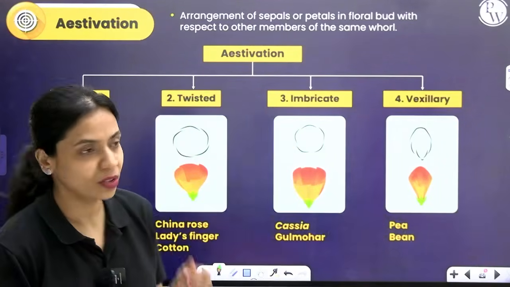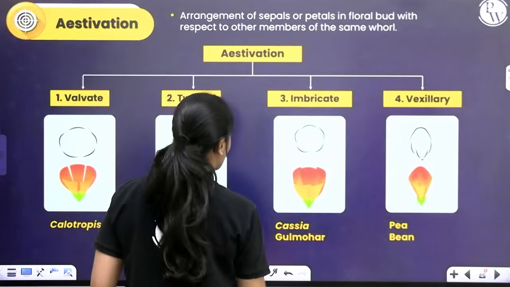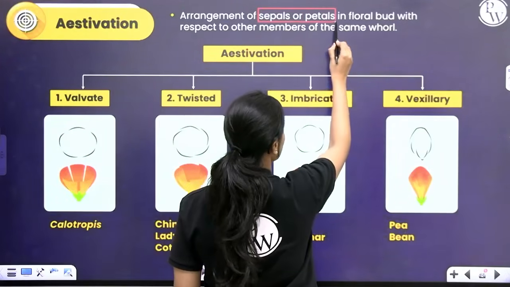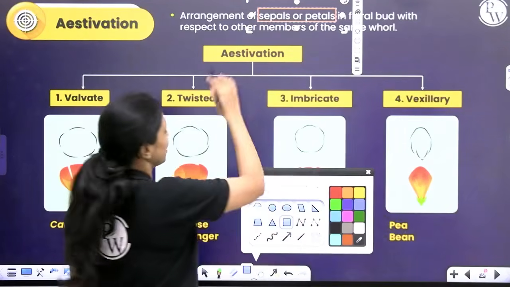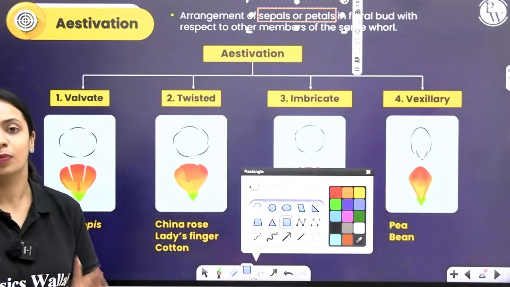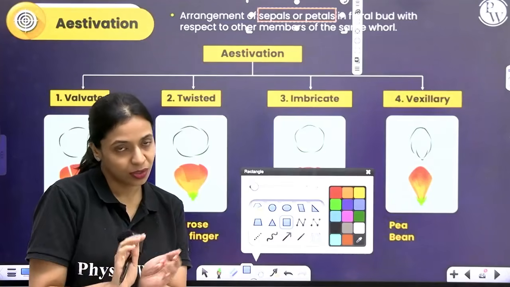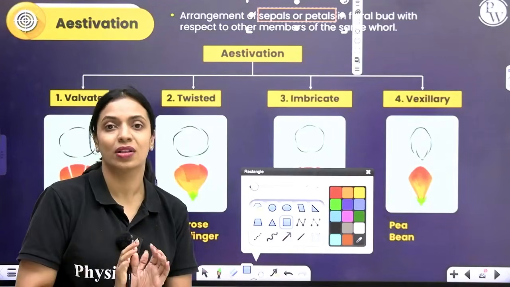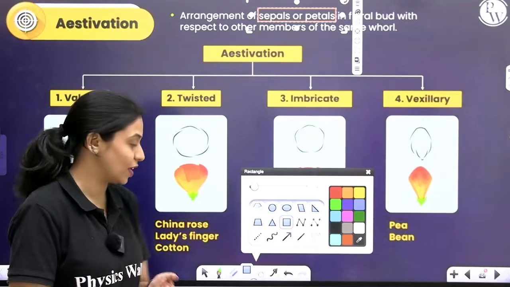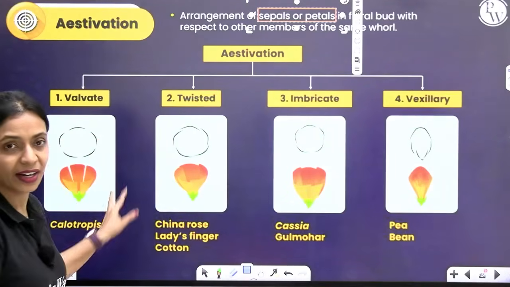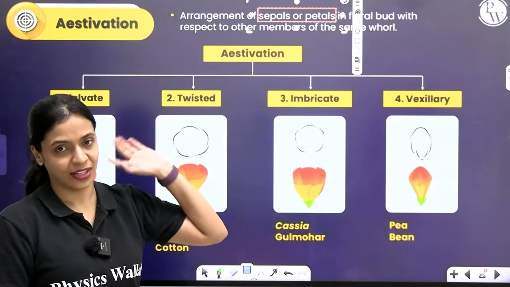So in aestivation, we basically study the arrangement of sepals and petals in a floral bud with respect to other members of the same whorl. You're looking at all the petals and how they are arranged with respect to each other, or all sepals and how they are arranged with respect to each other. You have 4 different types of aestivation. There is valvate, twisted, imbricate and vexillary.